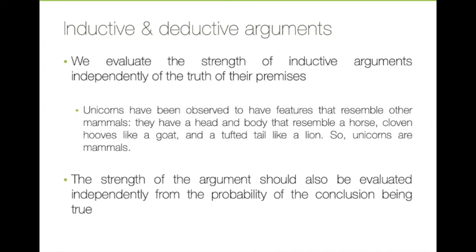I think we can be pretty confident that unicorns don't exist. But still, it seems like if those premises were true, they would offer at least a decent degree of support for the conclusion that unicorns were mammals. It's that conditional evaluation that's important to evaluating the strength of inductive arguments. We also have to evaluate the strength of the argument independently from the simple question of how likely the conclusion is to be true. So even if you think the conclusion is likely, it's important to remember that your job is to ask, when evaluating arguments, how likely is the conclusion to be true if the premises are true?